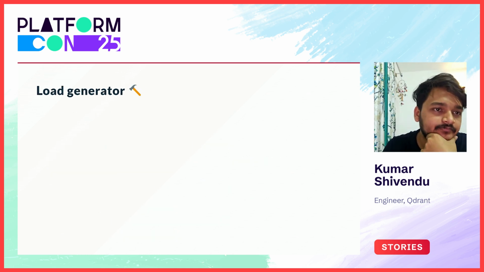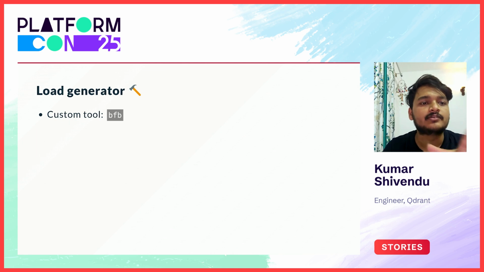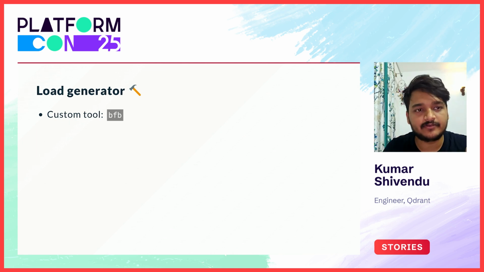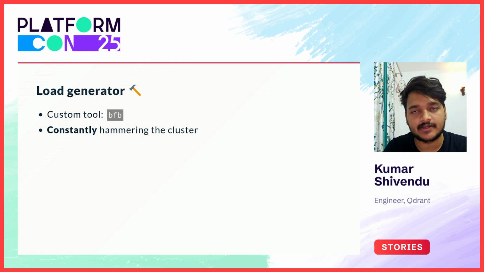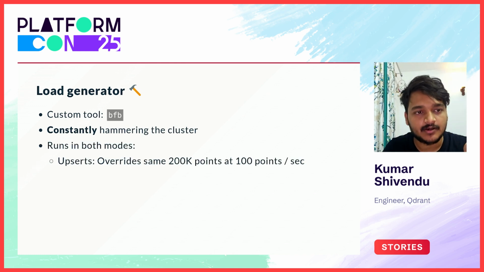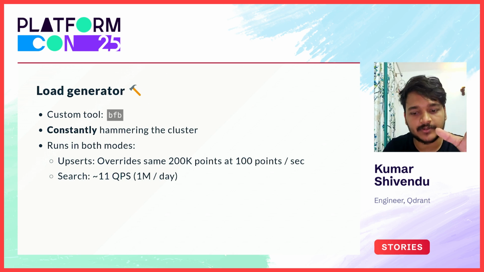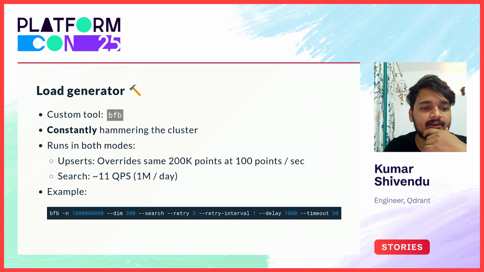We have a custom tool, BFB, for the load generation part, which is constantly hammering the cluster. It runs as two different pods in two modes. One is observability mode, where we are overriding the same 200,000 points at 100 points per second. The reason for this overriding is that we want to test for eventual consistency. We are also searching at 11 QPS, which is about a million requests a day. BFB is a CLI tool.